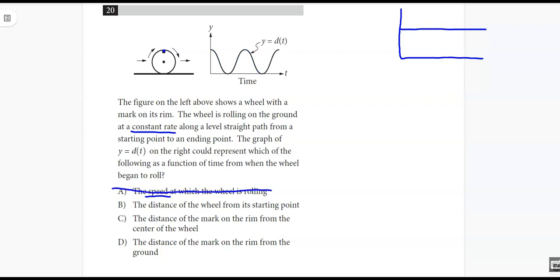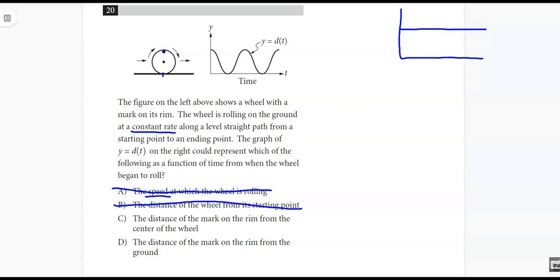Next one, the distance of the wheel from the starting point. Well, if this is the starting point right here on the ground and I keep rolling the wheel, eventually it's going to be way over here somewhere. So the distance is going to be starting from 0 and getting further and further away at a constant rate. So I know that B cannot be the correct answer. So I'm going to get rid of that one.